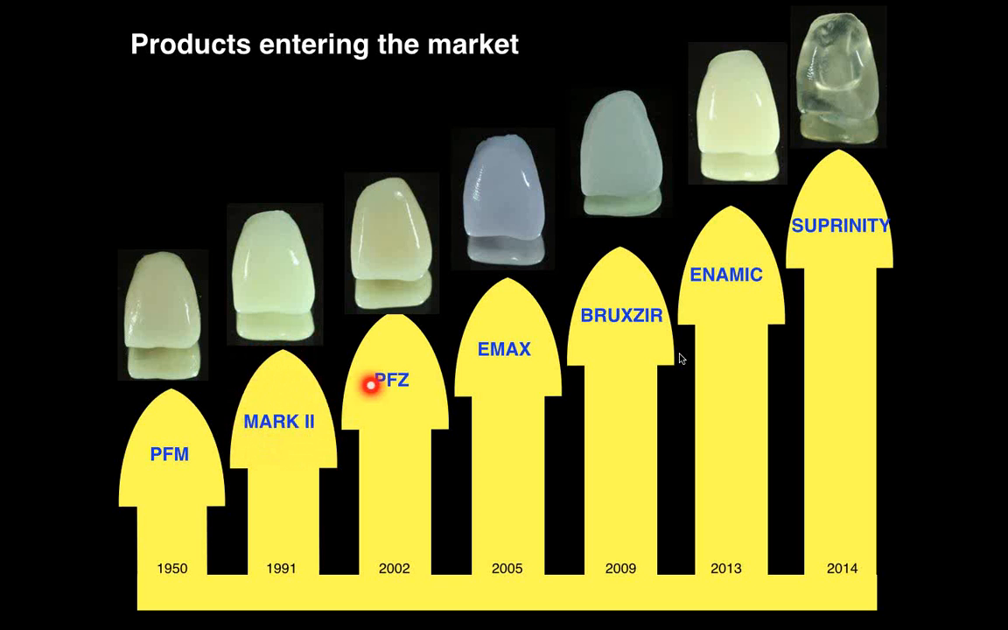Then in 2002, porcelain fused to zircon oxide started getting onto the market. 2005, Emax lithium disilicate hit the market. 2009, the full contour zircon oxide. Some call it Brookseer, some call it just high translucent zircon oxide. 2013, the first hybrid ceramics started coming out. True hybrids like Inamic, which is for really minimal invasive preparations. And 2014 is now basically the new Suprinity, the new lithium zircon oxide.